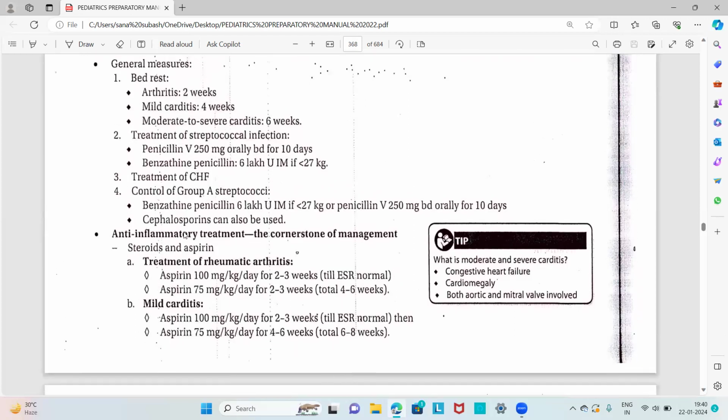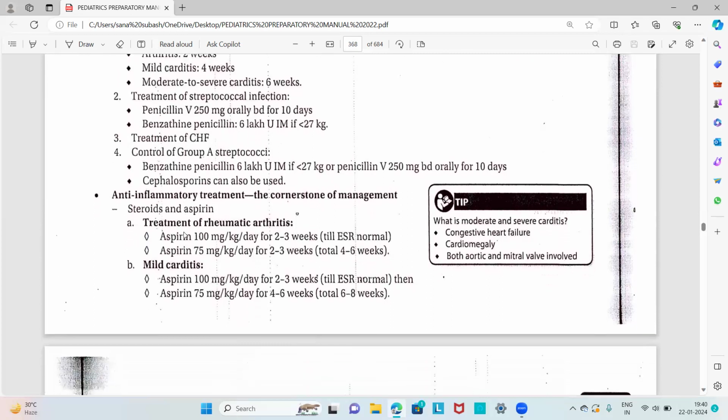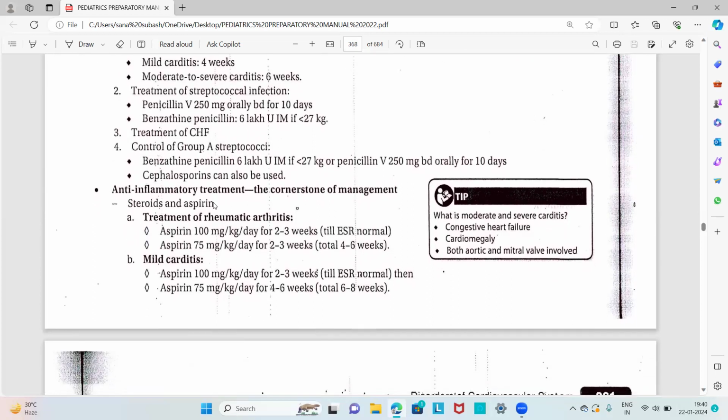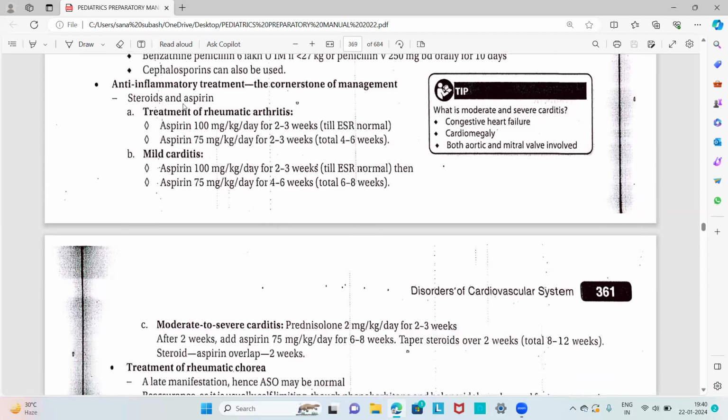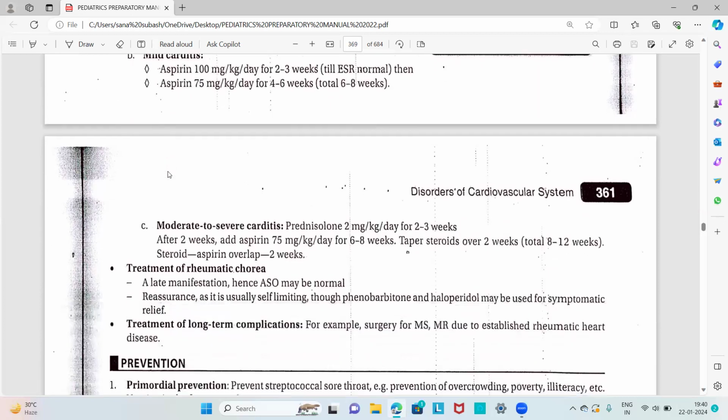Then the next measure is anti-inflammatory treatment. The cornerstone of the management is steroids and aspirin. For the treatment of rheumatic arthritis, aspirin 100 milligram per kilogram per day for 2 to 3 weeks is required, till the ESR is normal. And also aspirin 75 milligram per kilogram per day for 2 to 3 weeks is required, total 4 to 6 weeks. Then for mild carditis, aspirin 100 milligram per kilogram for 2 to 3 days, and aspirin 75 milligram per kilogram for 4 to 6 weeks is required.